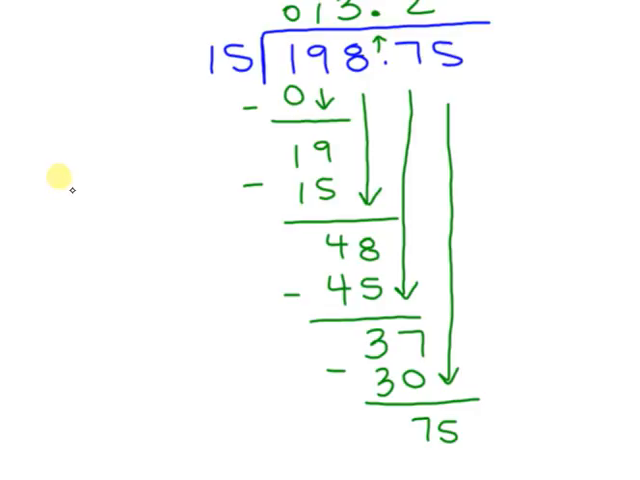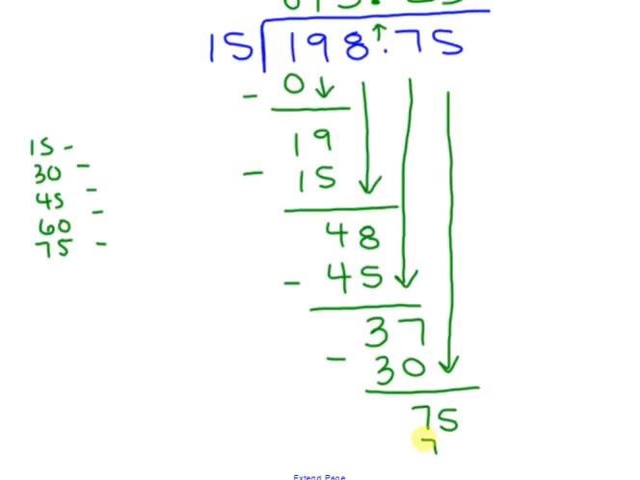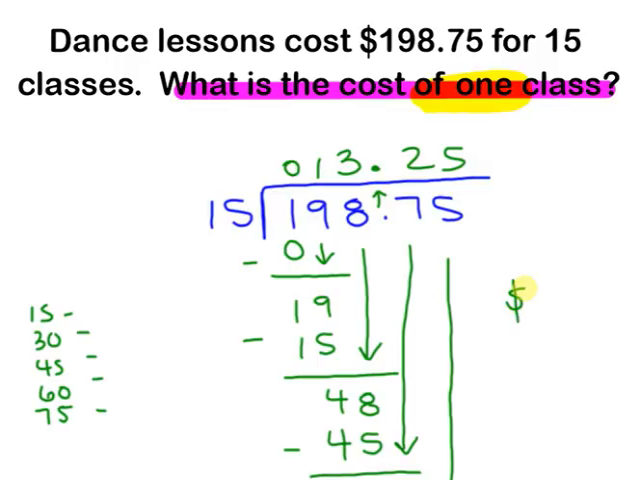And 15 goes into 75. Let's see, 15, 30, 45, 60, 75. So 1, 2, 3, 4, 5 times. So 5 times 15 is 75, and when you subtract, you get 0. So each dance class costs $13.25.